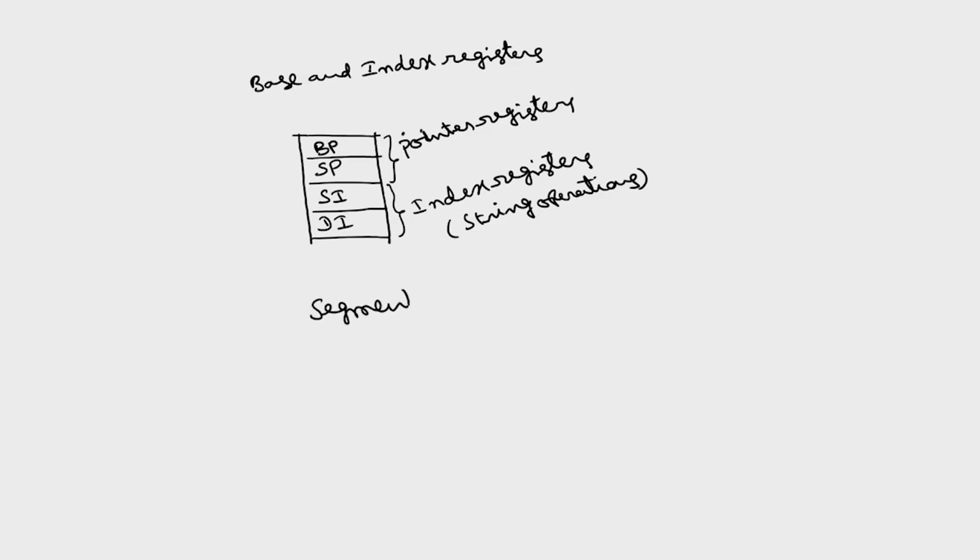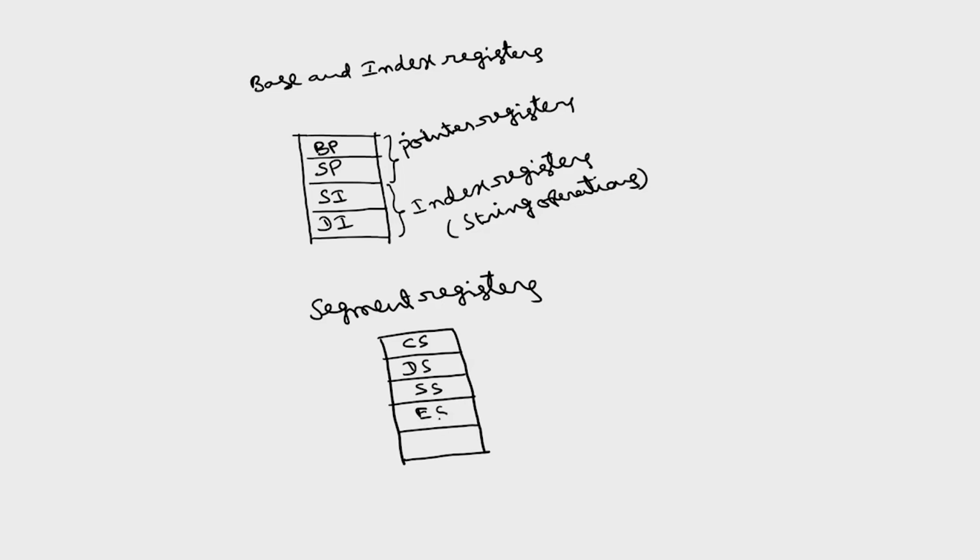These are very important registers in 8086. There are 4 segment registers, which are called code segment, data segment, stack segment, and extra segment. Along with these, there is one instruction pointer. This instruction pointer is similar to the program counter in case of 8085.